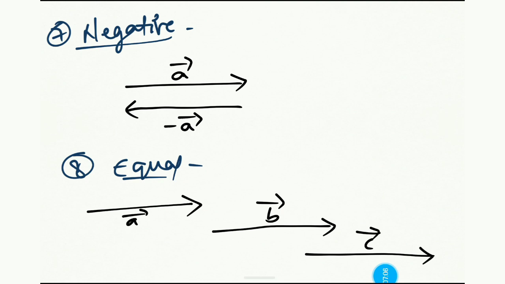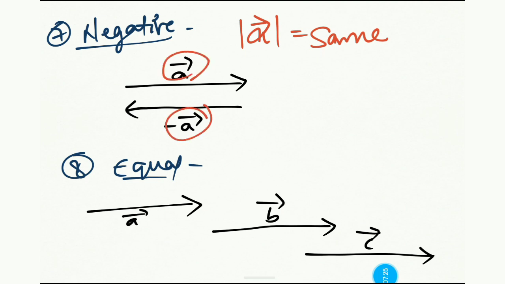Next we have negative vectors. Two vectors are said to be negative vectors if their magnitudes are the same, but the directions are different. See here, the magnitude of both these vectors is A only. Magnitude same, but the direction, if you observe, is opposite.